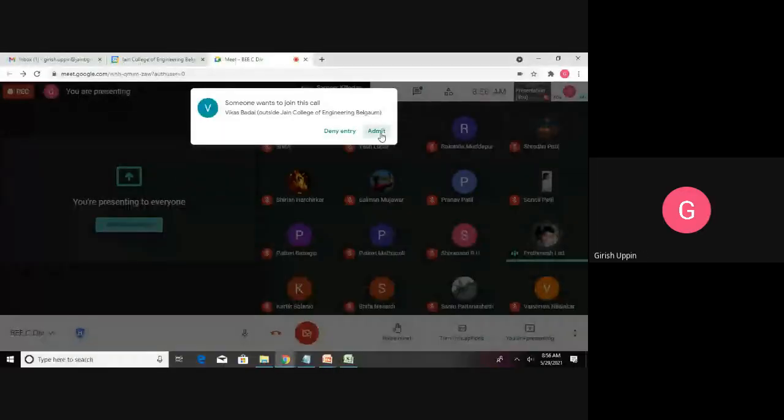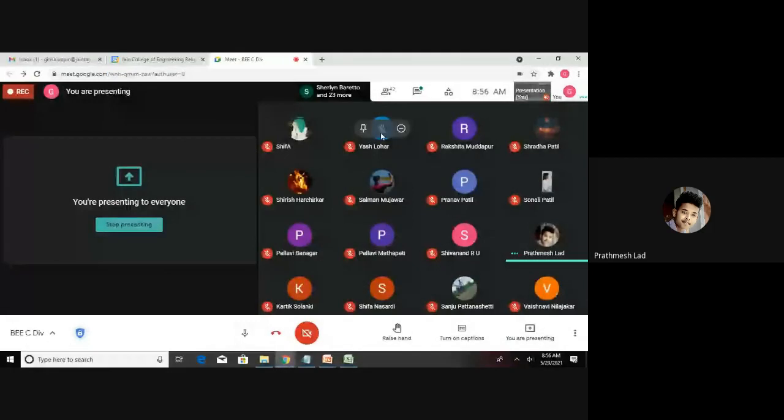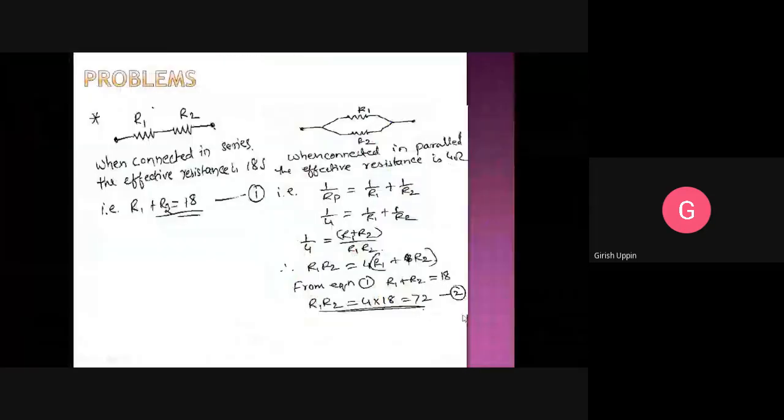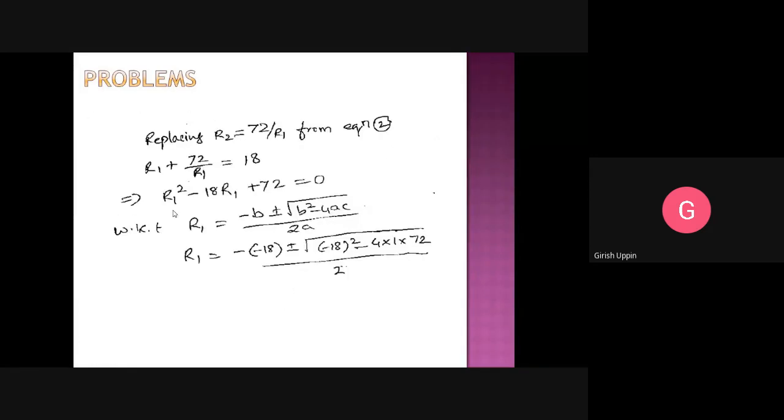R1 only. Yeah, R1 only. Prathamesh, what happened? R1 has two values, sir: 12 ohm and 6 ohm. Very good, correct. So you can pick any value. These are resistances, right? Either you can pick 12. If you say R1 is 12 ohm, R2 will become 6 ohm. And if you say R1 is 6 ohm, this will become 12 ohm. Okay, you can write that answer. I will show the answer.